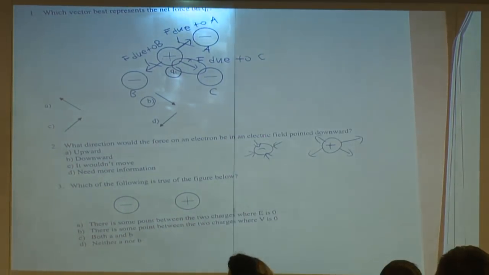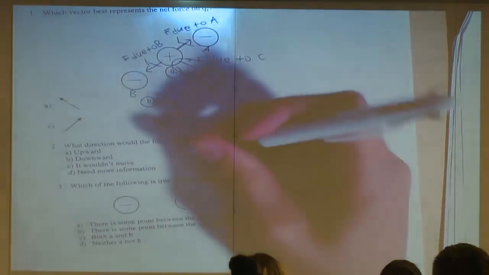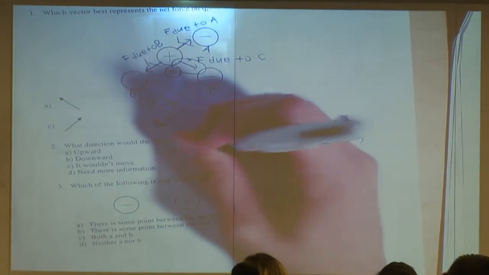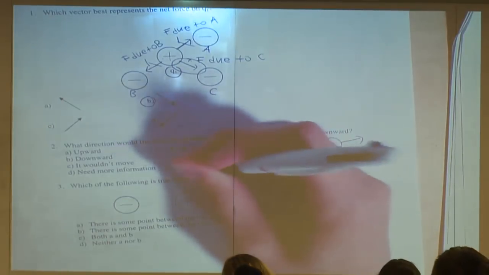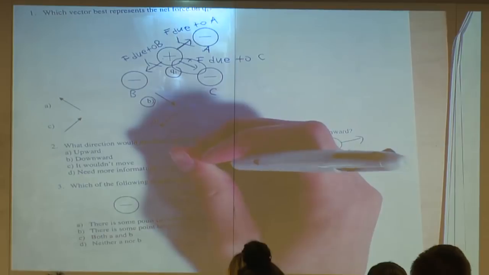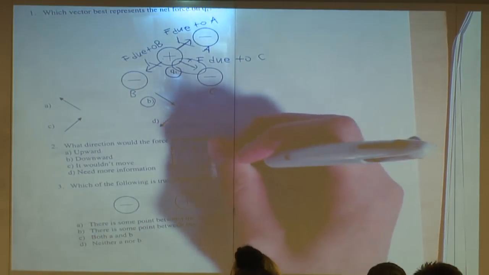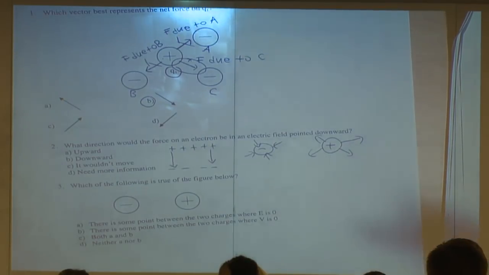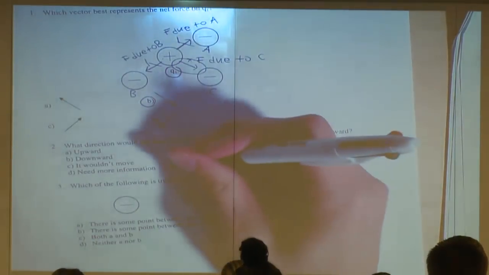So if the electric field is pointed downwards, then that means that there could be either just one positive charge or a bunch of positive charges. I'm going to draw it like this. And the field lines are going to go down, out from positive into negative. So just always remember that the electric field goes from positive to negative. That's very important.